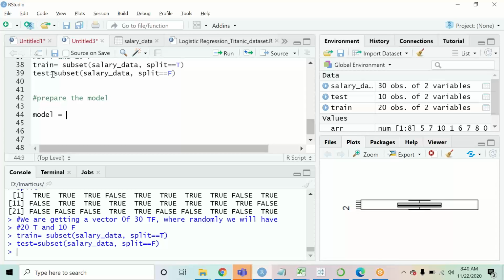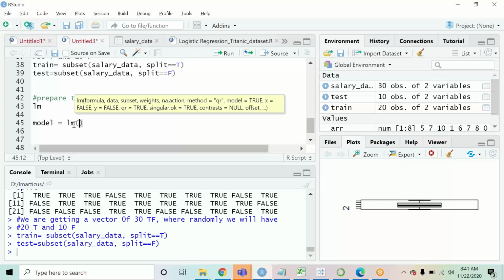In order to prepare a linear model, we use a function in R called lm. R provides us this function, and lm stands for linear model. What this will do is create a linear model on the data that we will be passing inside this. Now I will come over here and say lm.